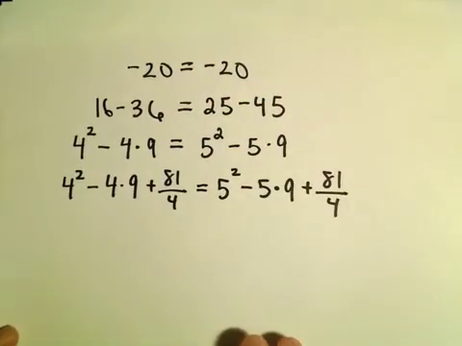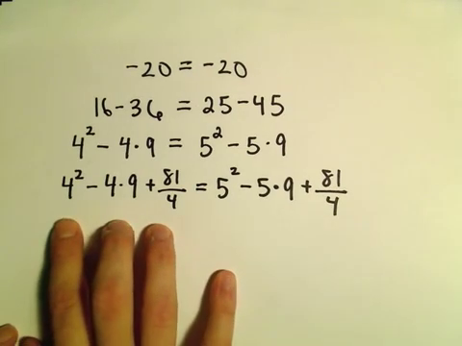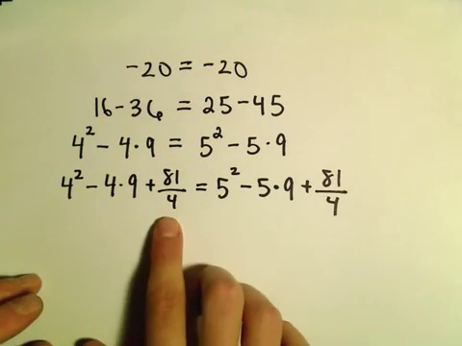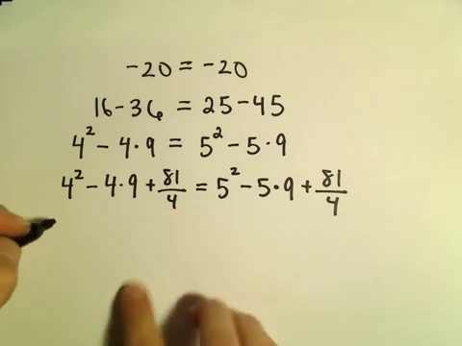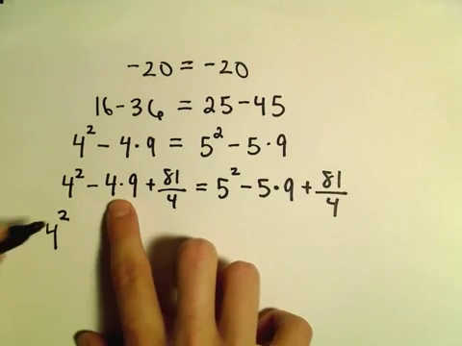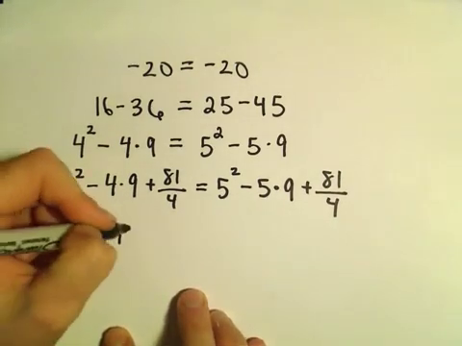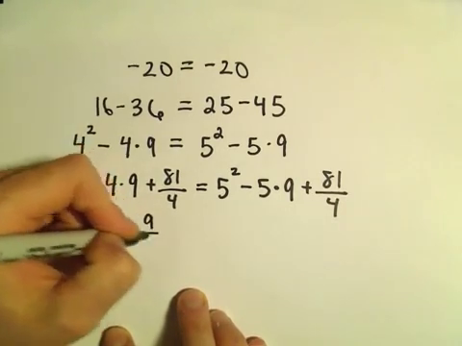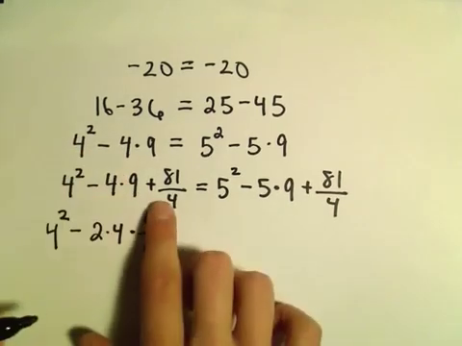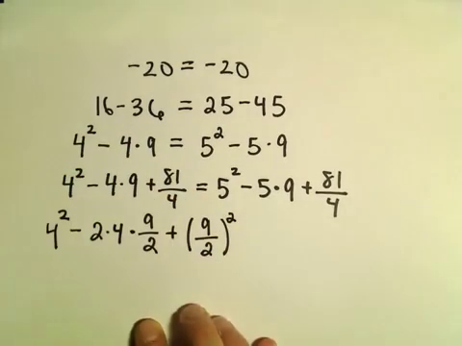Alright, so that's what we've got so far. Well, actually I think we can factor this now a little bit. So we can do a couple things here. And you know, you can check that this all works. So I'm going to leave the 4 squared alone. We can just rewrite 4 times 9 pretty easily. I'm going to write that as 2 times 4 times 9 over 2. So I'm just breaking up the 4 times 9 here a little bit. And then I'm going to rewrite 81 over 4 as 9 over 2 squared.